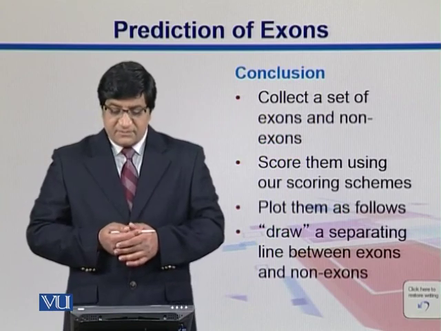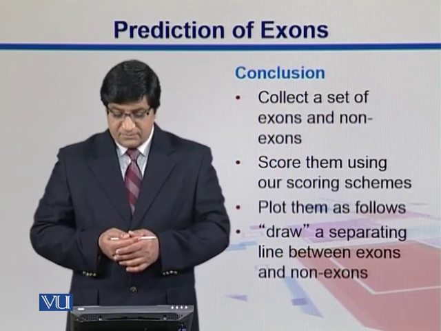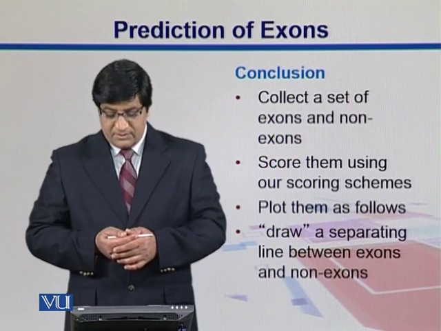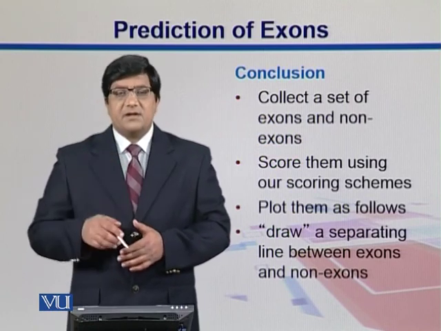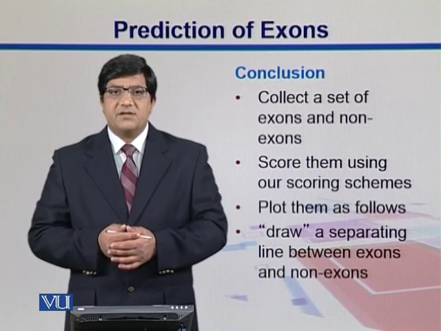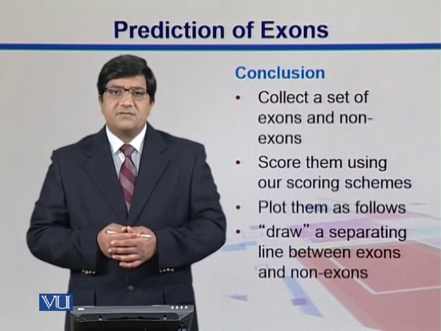That kind of analysis, where we collect some set of exons and introns, score them, then plot them and draw a separator line, is called linear discriminant analysis. And this analysis can be helpful in exon finding.